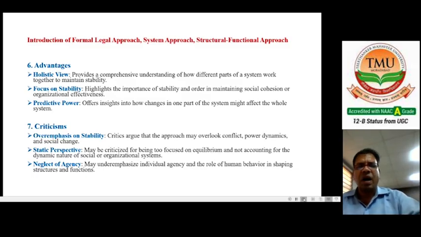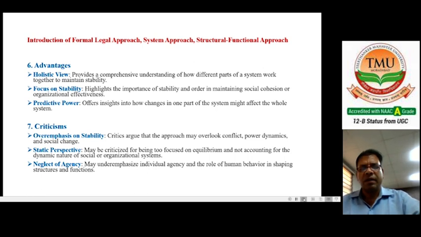Predictive power: offers insight into how changes in one part of the system might affect the whole system. This is a very important part. Next, the criticisms. Overemphasis on stability: critics argue that the approach may overlook conflicts, power dynamics, and social changes. This is a very important criticism, that the overemphasis on stability may overlook conflicts, power dynamics, and social changes.